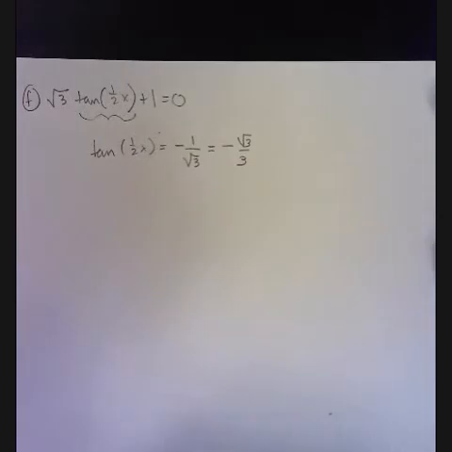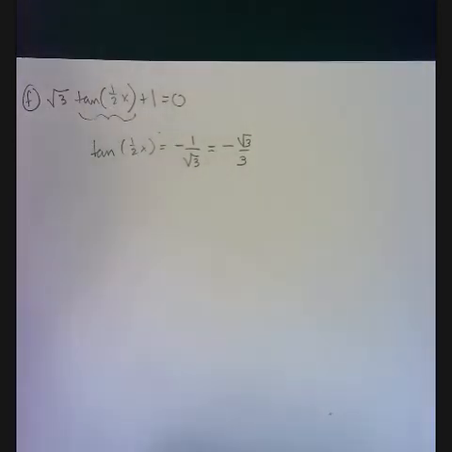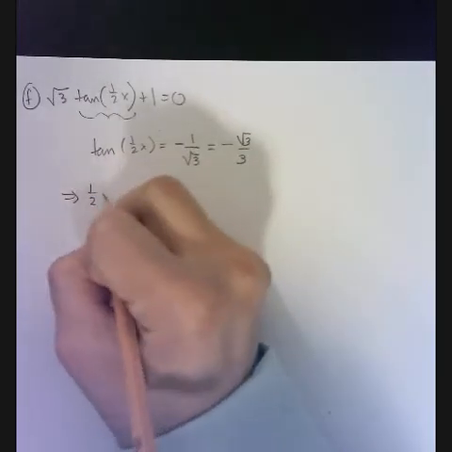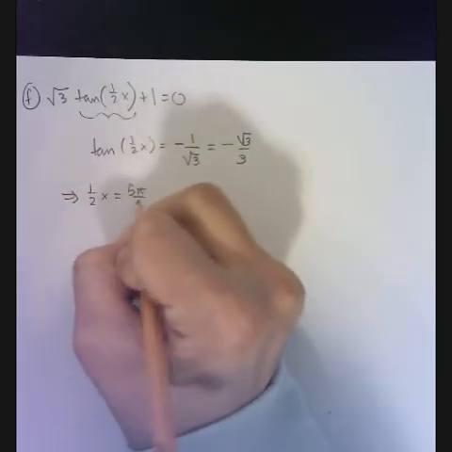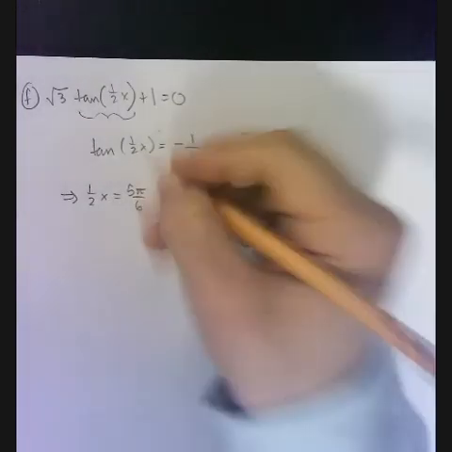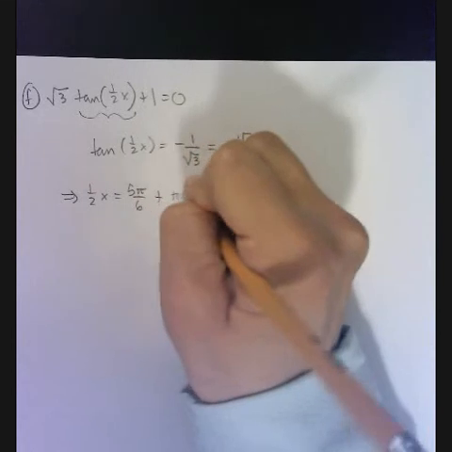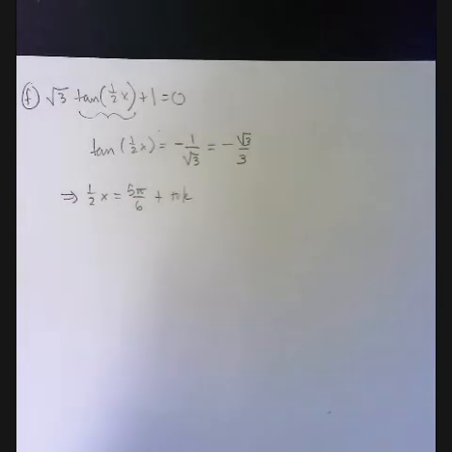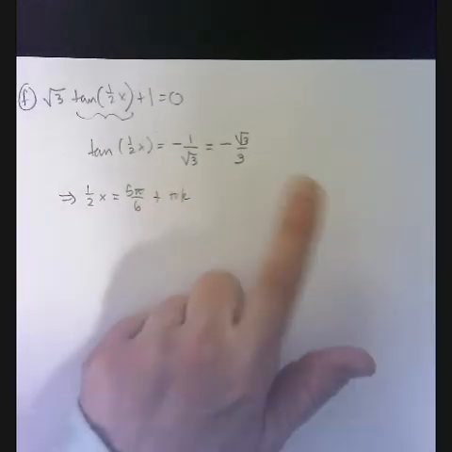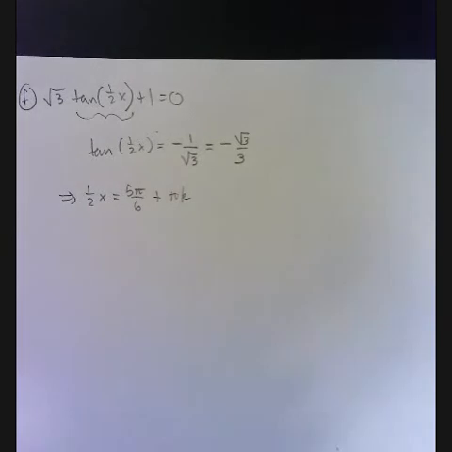So tangent is negative in quadrants 2 and 4. The reference angle here is pi over 6. So you're going to get 1/2 x equals 5 pi over 6. And then 11 pi over 6 in quadrant 4 is actually pi units away. So you can just add the period, pi over k, once. Or you can add 2 pi over k, but then you need the other statement, 11 pi over 6 plus 2 pi over k. I'm just going to do the one statement because it's less work.